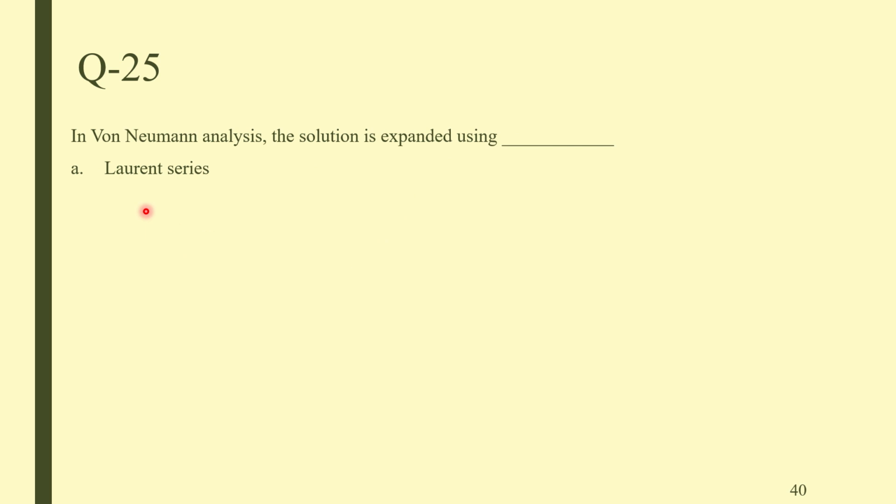We'll go to question 25. In question 25, it is asked that in von Neumann analysis, the solution is expanded using Laurent series, Maclaurin series, Taylor series, or Fourier series. We can remember that in von Neumann stability analysis, the solution is expanded using Fourier series. So the answer is option D.